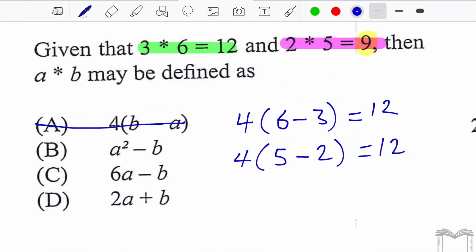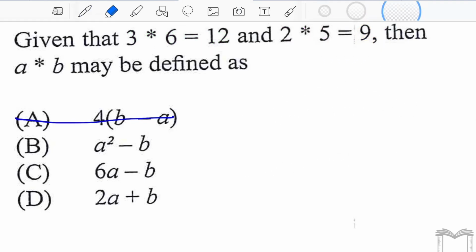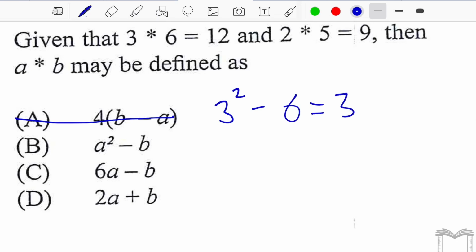A squared minus B. So let's erase this here. Let's go again. A squared minus B. So for the first part, that will be 3 squared minus 6. 3 3s are 9. 9 minus 6 is 3. So that is already incorrect. So this one is out.